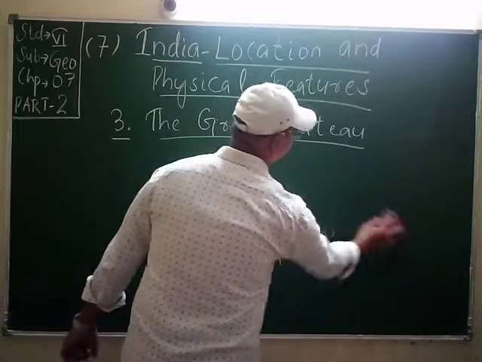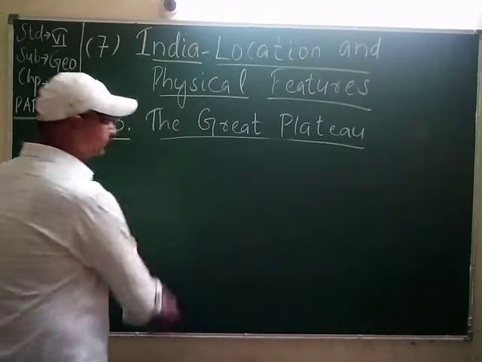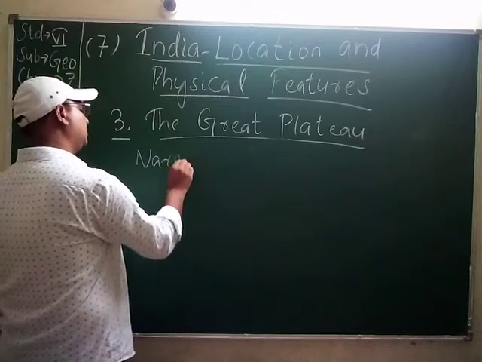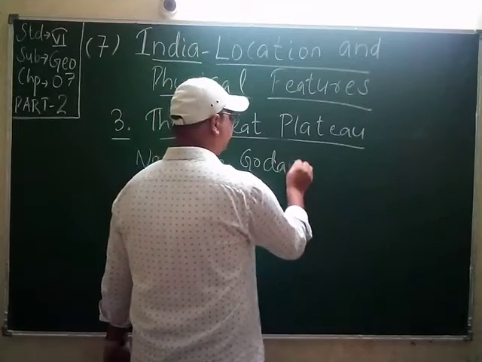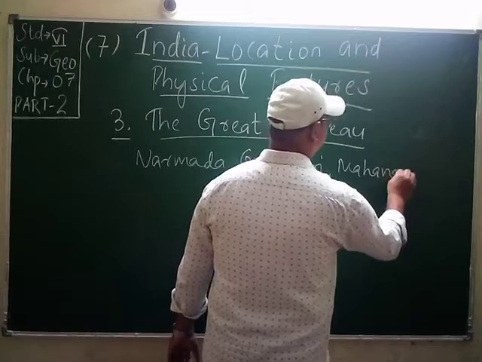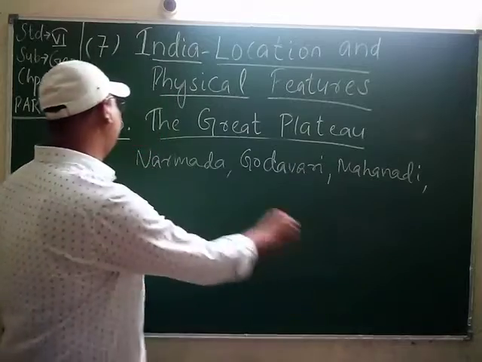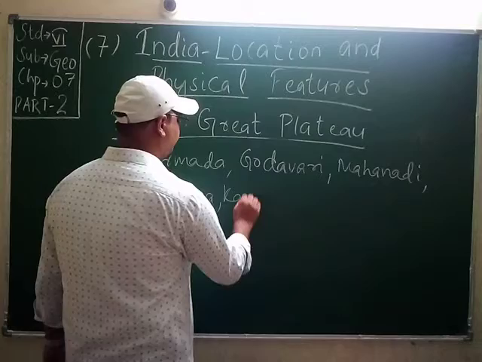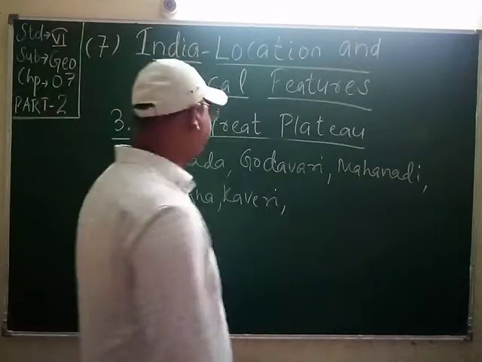We will study here. So what are the rivers? First one is, students, Narmada, Godavari, Mahanadi, students, then Krishna, Kaveri, and Tapti.